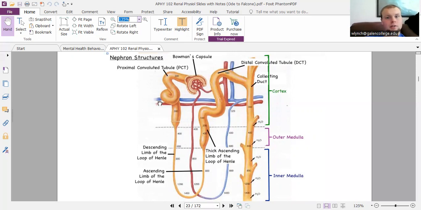So we can see the top portion, the glomerulus, and most of the tubules are going to be in the cortex of the kidney. Our loop of Henle is going to dive down into the medulla and is going to come back up into the cortex before it enters into the collecting duct.